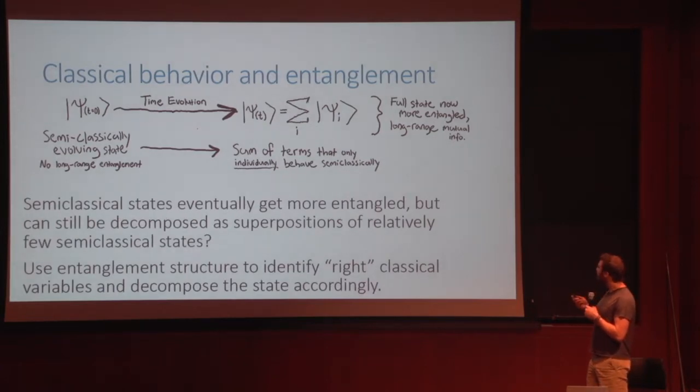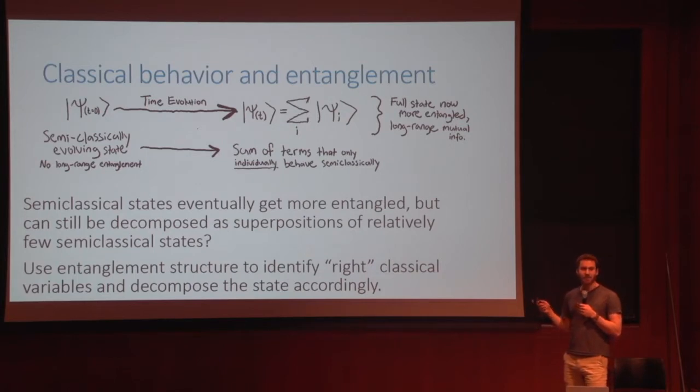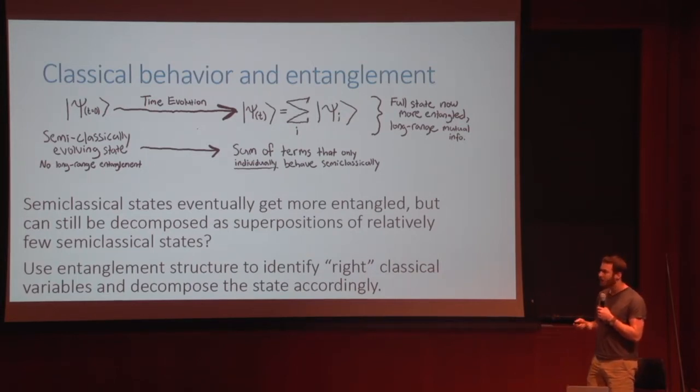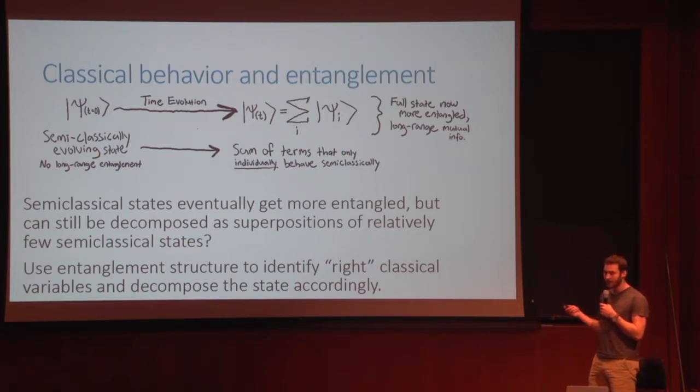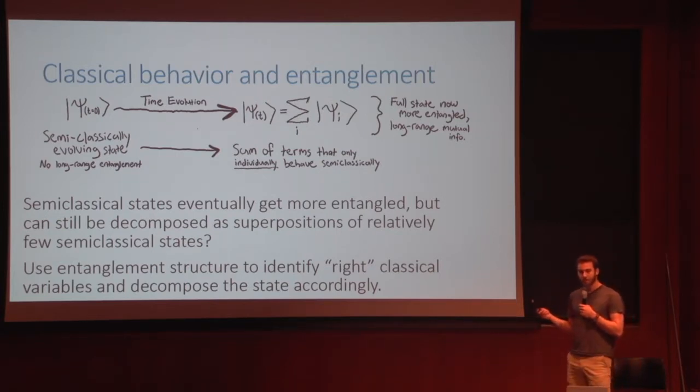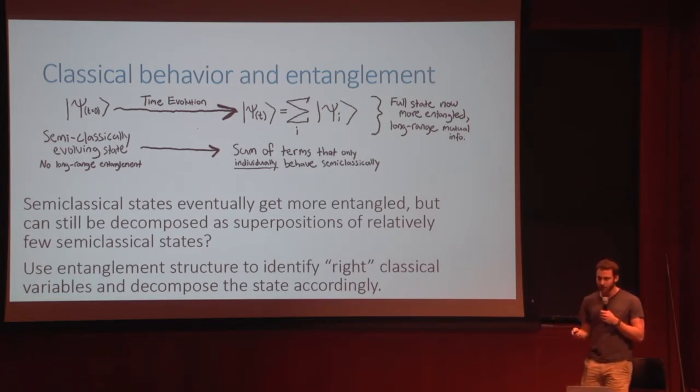And this might just seem like a lot of words, but it actually has a lot of application in quantum many-body simulations. So we have an idea for how to decompose a state that looks like this state on the right into a sum of states that are evolving semi-classically. And if you can do that, then you can get huge speedups in quantum many-body simulations.